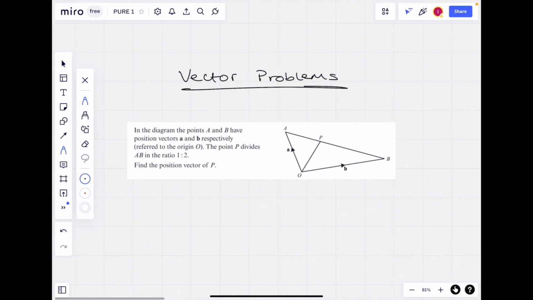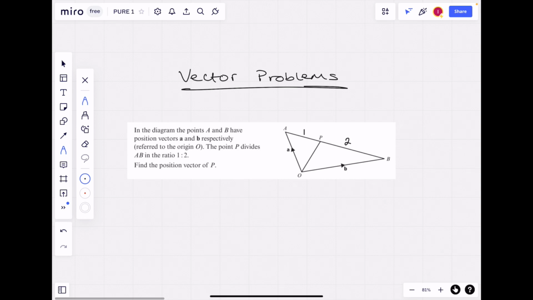Okay, let's have a look at some vector questions. First one says, in the diagram, the points A and B have position vectors A and B respectively. The point P divides AB in the ratio 1 to 2. So that means A to P is one portion and P to B is portion 2.